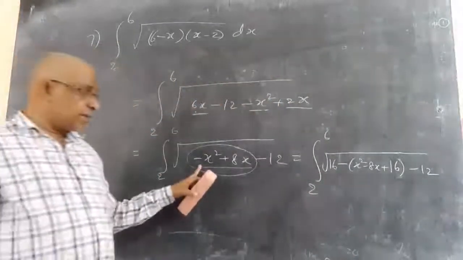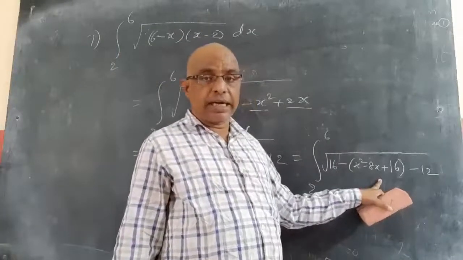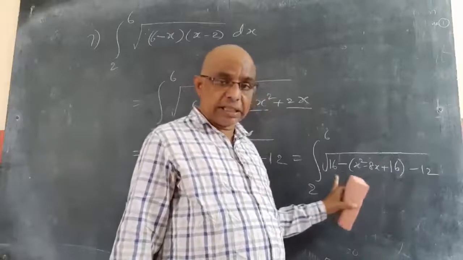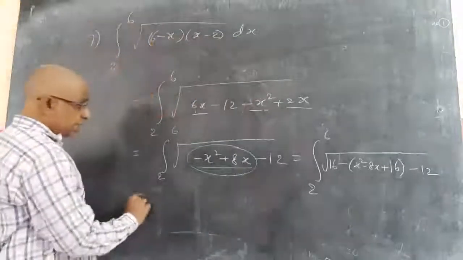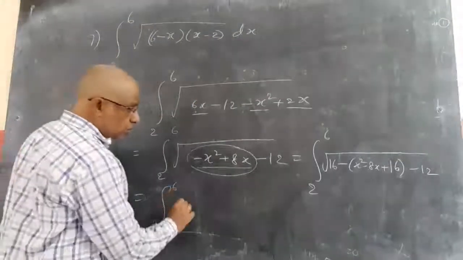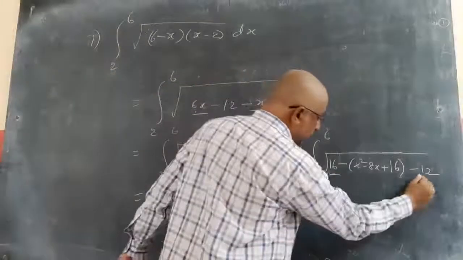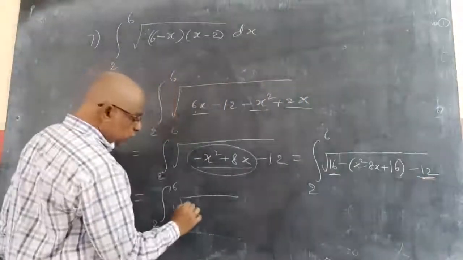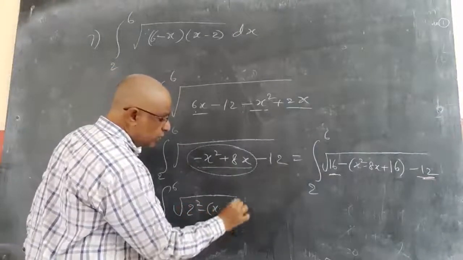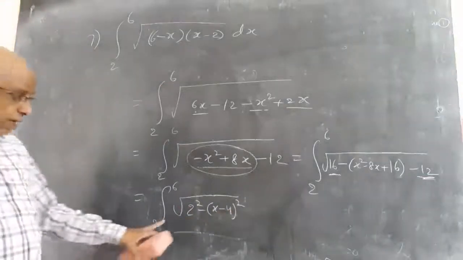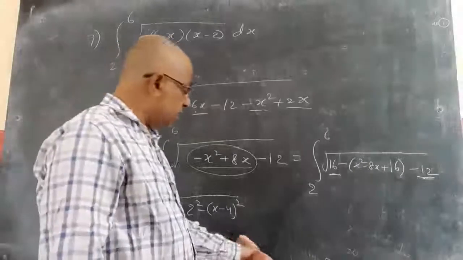Only in this part I am taking minus common and going for completing square. If I take minus common, this becomes minus of x square minus 8x. So b square, 16 to be added and 16 to be subtracted, so that it becomes integral of 2 to 6 root of 16 minus 12, which is 4. That 4 I can write as 2 square. Minus of, this is x minus 4 whole square. Now I got the integral of root of a square minus x square.